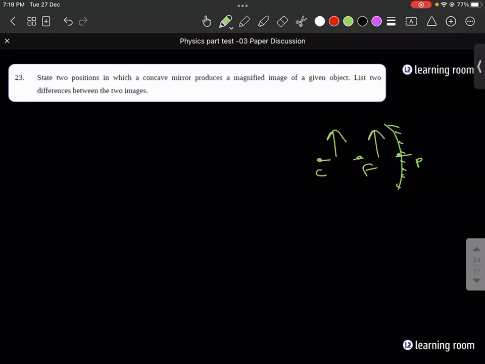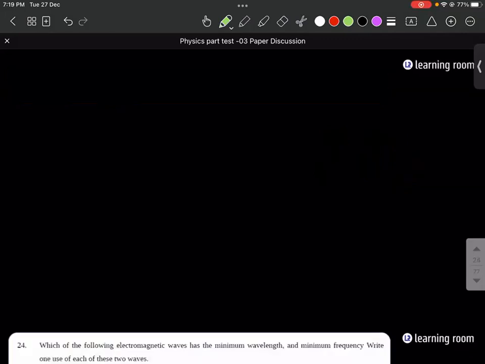So list the two differences between these two images. Obviously, one will be real and the second one will be virtual. And obviously, the second point is real images are inverted, virtual images are erect. Correct? Got it?